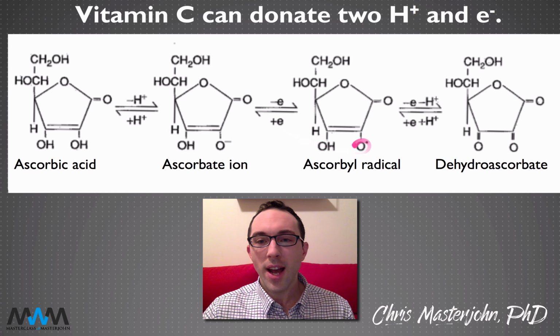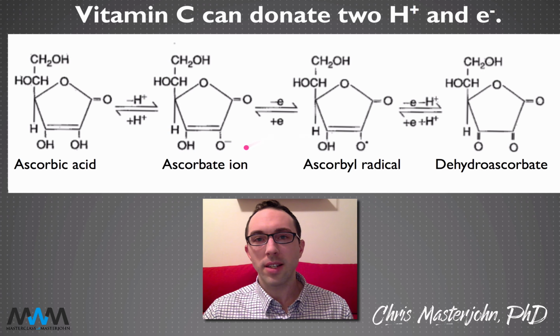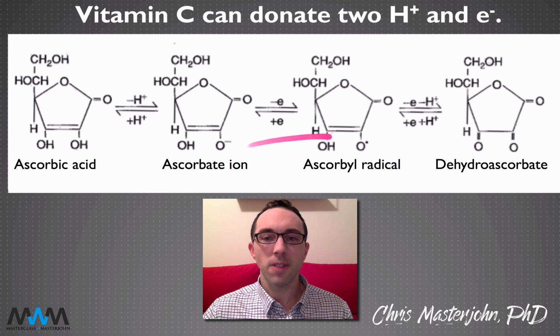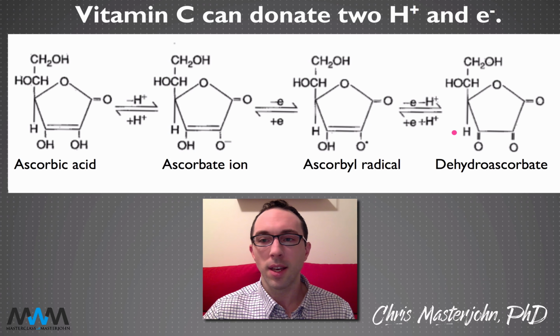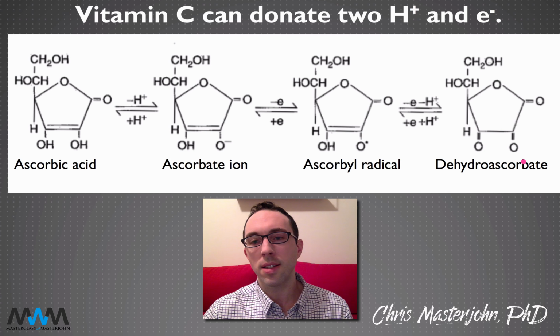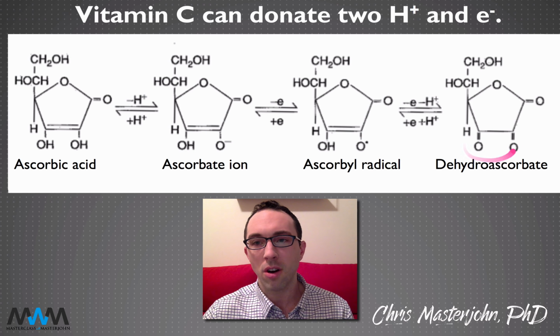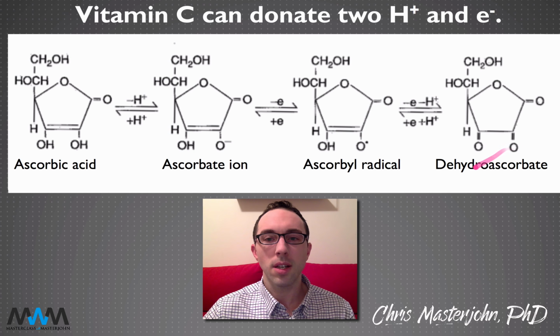And the ascorbyl radical could be reduced back to the ascorbate ion, but it's very likely, if that doesn't happen immediately, to undergo another oxidation to dehydroascorbate, and that's simply the loss of another electron, and you can see the double bonds move around to balance everything out. And dehydroascorbate is neither a free radical nor is it charged, so it's much more stable than the ascorbyl radical.